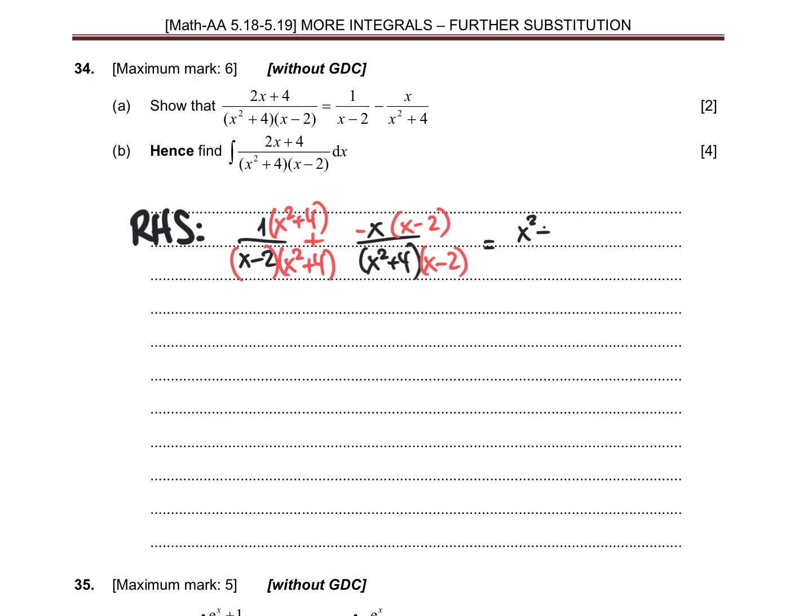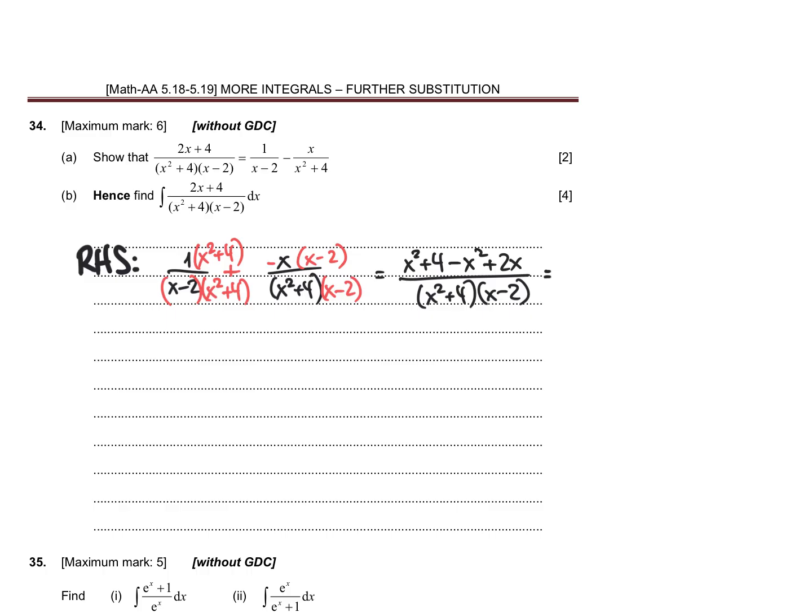So top is x squared plus 4 minus x squared plus 2x over x squared plus 4, x minus 2, so that it equals, those will go away, so 2x plus 4 over x squared plus 4, x minus 2. So that's A, which is the left-hand side. Okay, hence, so that means you have to use that. What else would we do? 2x plus 4.